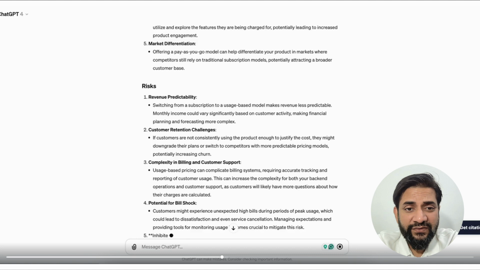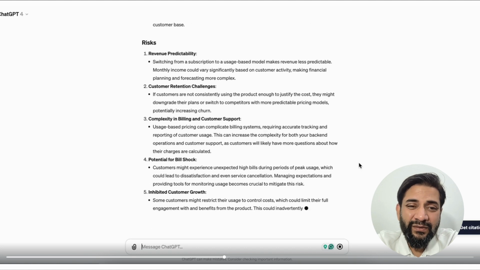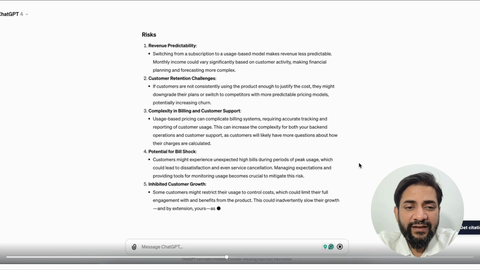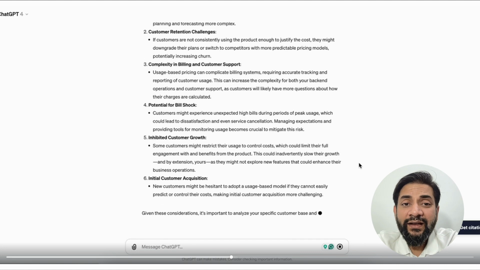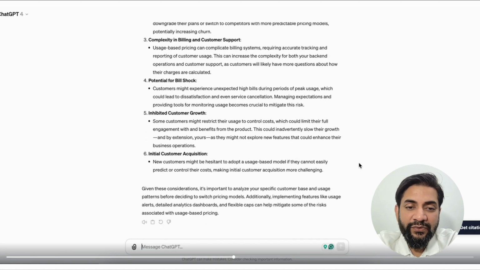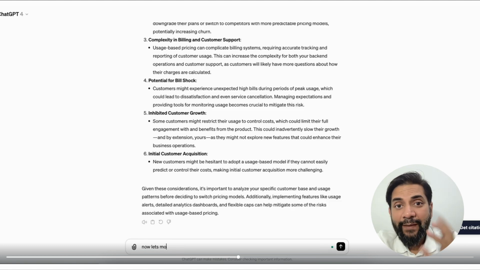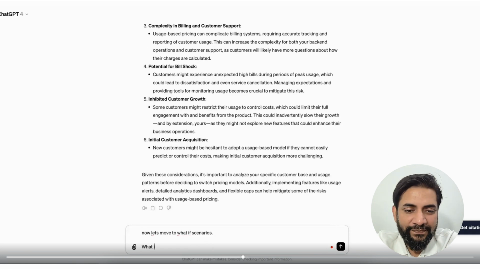So these are all the risks, from revenue predictability, customer retention challenges, complexity in billing and customer support, potential for bill shock because of the usage-based pricing, inhibited customer growth and initial customer acquisition. These could be the possible risks around moving from a subscription-based model to a usage-based model. Now, let's move to the what if scenarios.